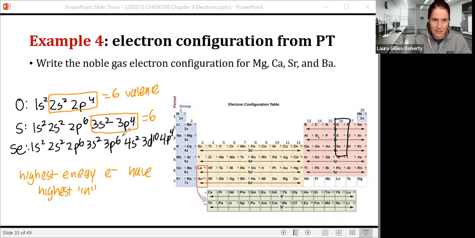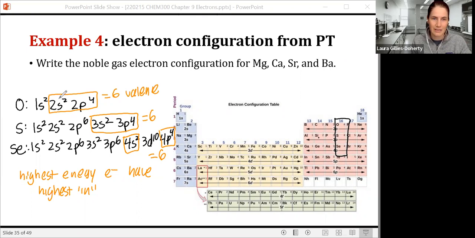And if we check for selenium, we just look for the highest N value. So 4 is the highest. So we have 4s2 and 4p4. So they still add up to 6. This 3d, right? It's a principal quantum number of 3, so it doesn't count as the highest. You just count the ones in the highest principal quantum number orbitals. So 6 valence electrons. So all of the atoms going down this column are going to have 6 valence electrons.